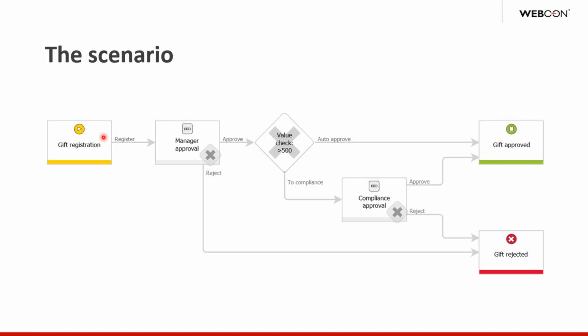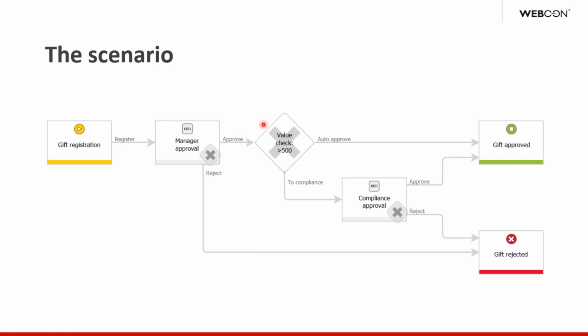So they input some data about this gift, like the value, the description, etc., and then they can hit register, and it will go to their manager, the person directly above them in the Active Directory in this case. And then the manager can either approve or reject the gift. But if they approve, we will have this automated step.